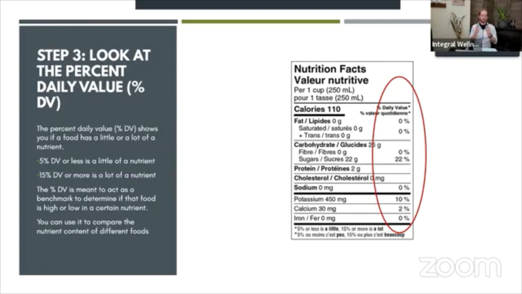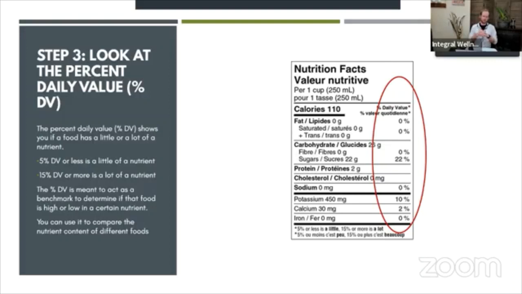So anything that is 5% DV or daily value or less is a little of the actual nutrient, right? So for instance, here, calcium, you have 30 milligrams. So you have 2%, right? That is quite low. It's very low. Potassium is a little closer to 15%, which is more, right? Sugar, 22%, that's very high. Anything over 15% would be considered high for your DV.